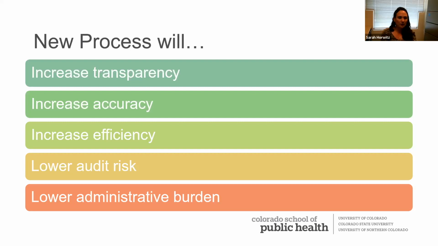And when we get audited, PETs are the first place that auditors will look. So the more PETs that we have, the bigger audit risk that we're facing. So the hope is to decrease the number of PETs and therefore have less of an audit risk. And this is kind of the same as efficiency, but I'm hoping that this will lower administrative burden for both the admin team and for you all.